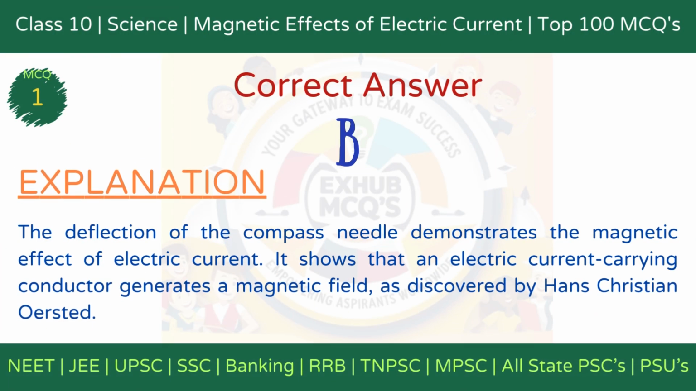The correct answer is option B. Current produces a magnetic field. Explanation. The deflection of the compass needle demonstrates the magnetic effect of electric current. It shows that an electric current-carrying conductor generates a magnetic field as discovered by Hans Christian Ørsted.